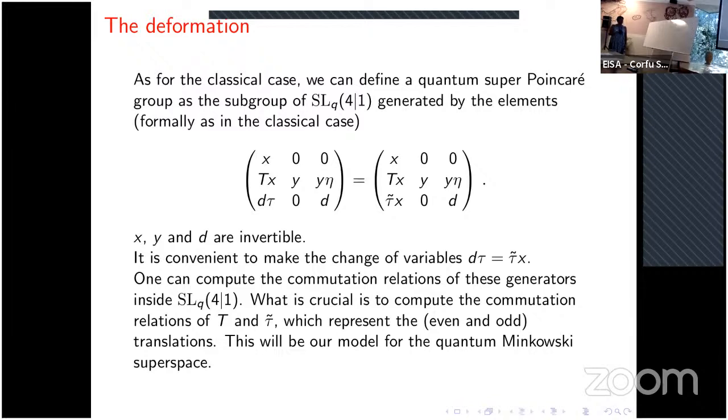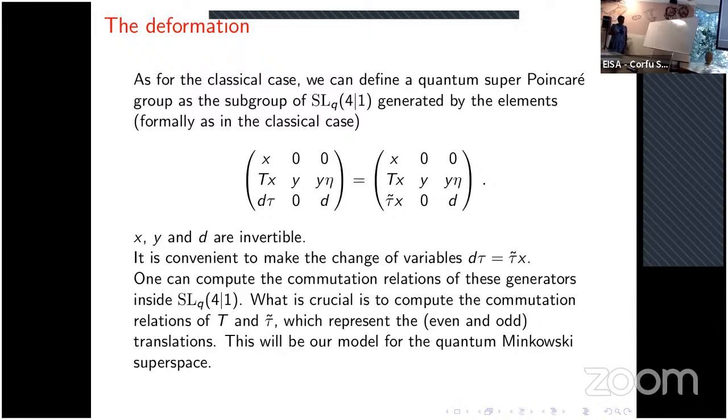I know that inverting in a non-commutative algebra is tricky, but in this case, all the conditions that have to be satisfied are satisfied. So we can adjoin an element x minus 1, y minus 1, and d minus 1. And then we have here what we can call the quantum super Poincaré group. I make here a slight change of variables because it is convenient.